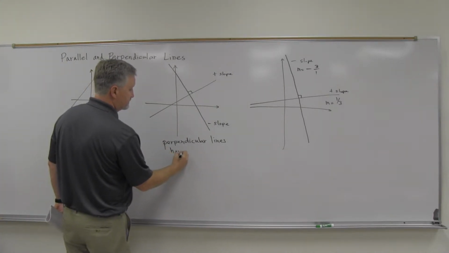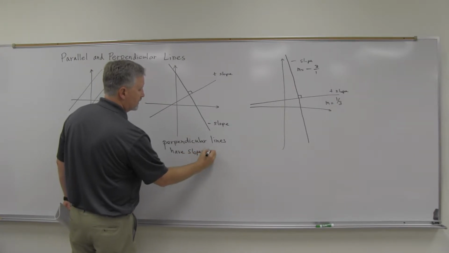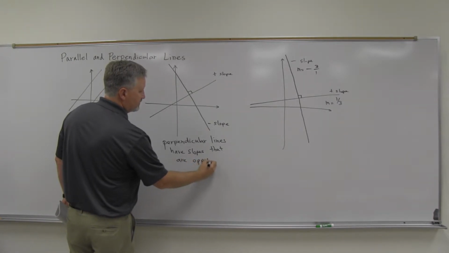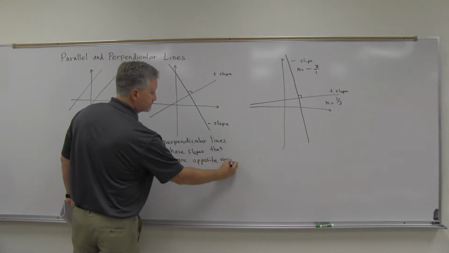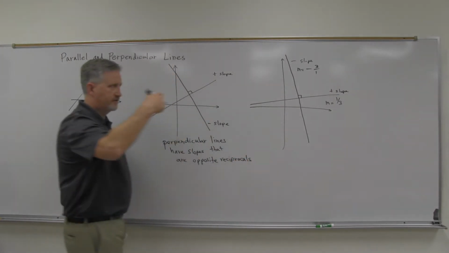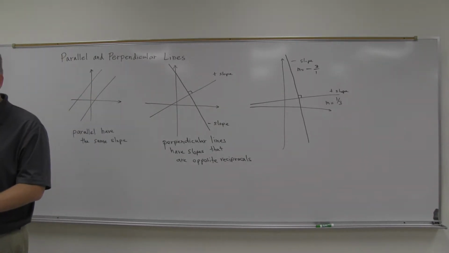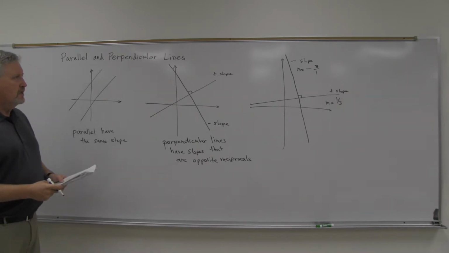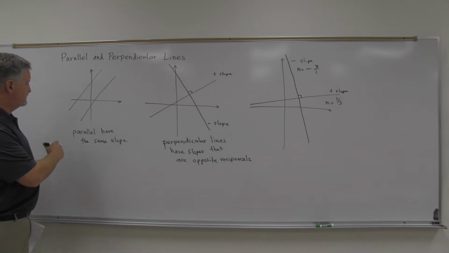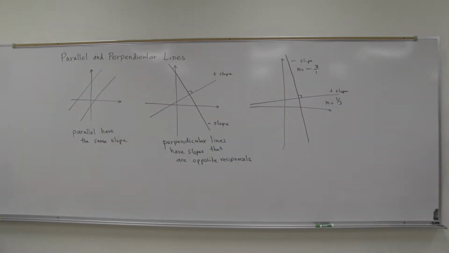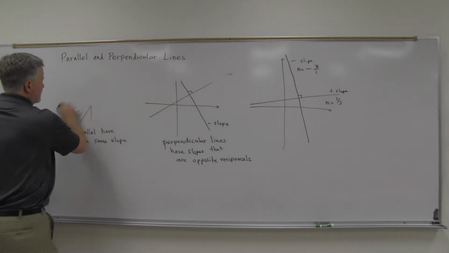Perpendicular lines have slopes that are opposite reciprocals. So they have opposite signs, and they're reciprocals, flip over from one another. Okay? All right. So, with that in mind, parallel lines have the same slope. Perpendicular lines have opposite and reciprocal slopes.